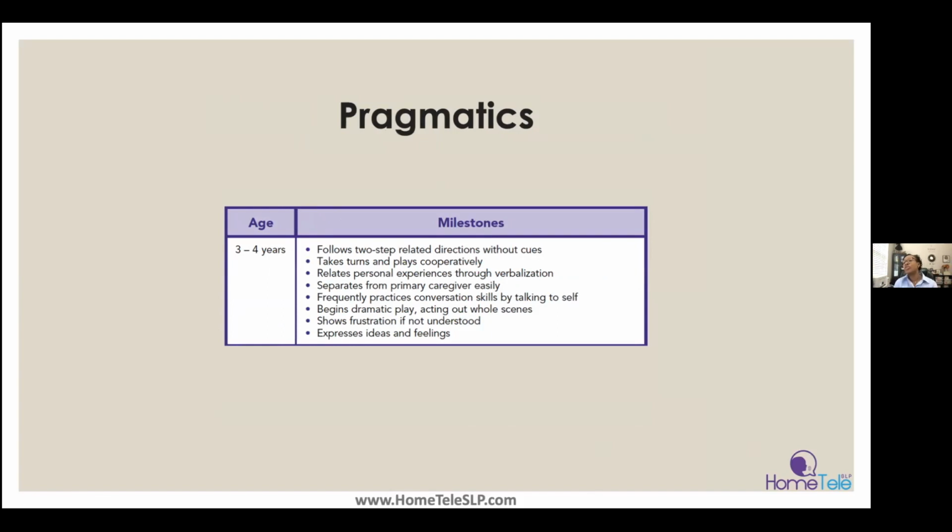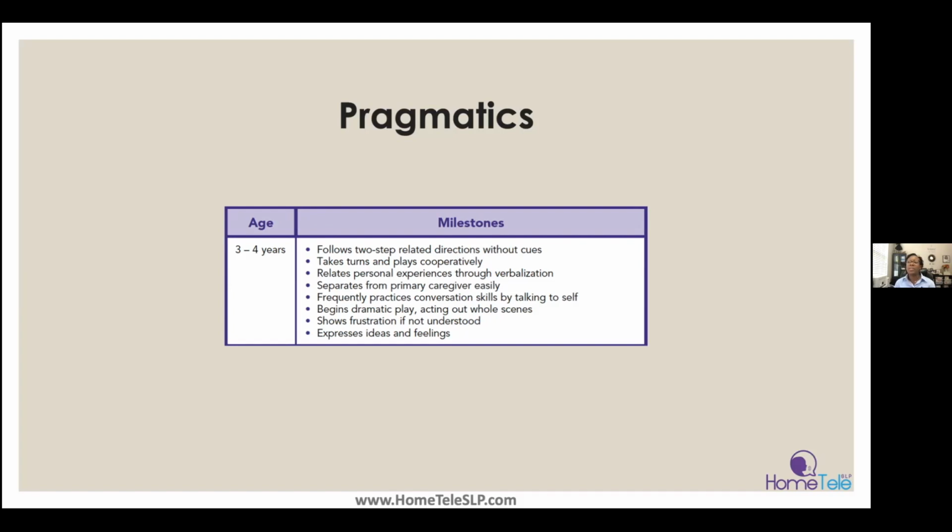And so that includes following two-step related directions without cues. Taking turns and playing cooperatively with others, like children their age, relating personal experiences using their words, separating from their primary caregiver easily. But I will say, come on, going back to school and being in a new classroom or having a new teacher, being in a new building, it's hard. Every child's going to have a little trouble separating.